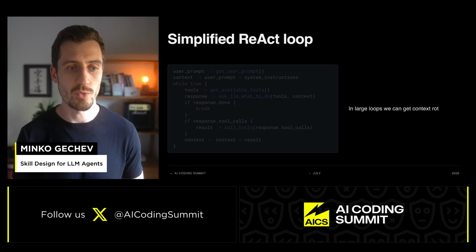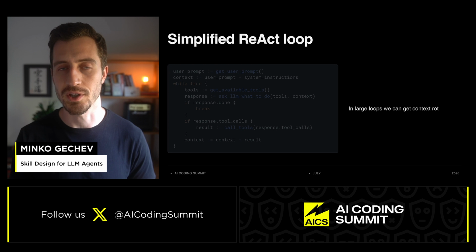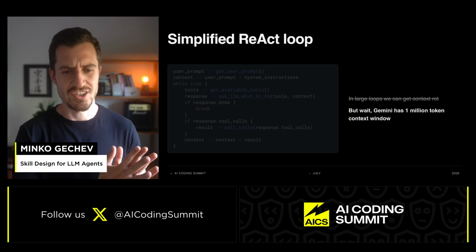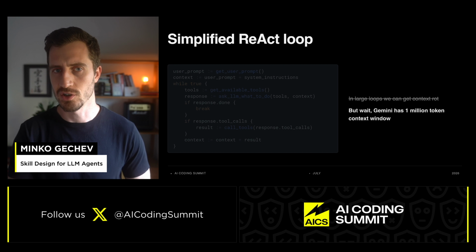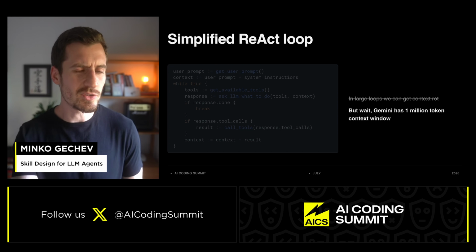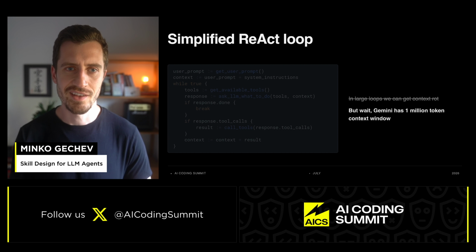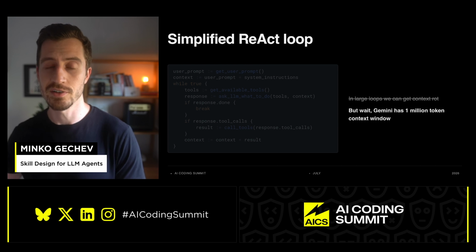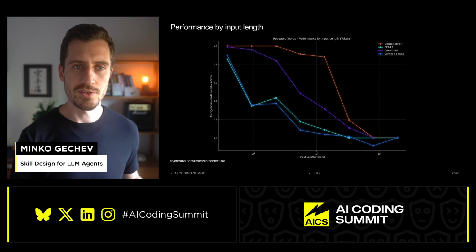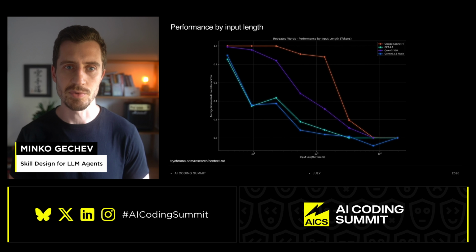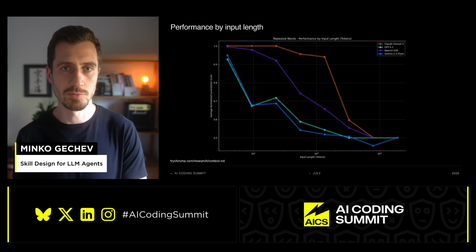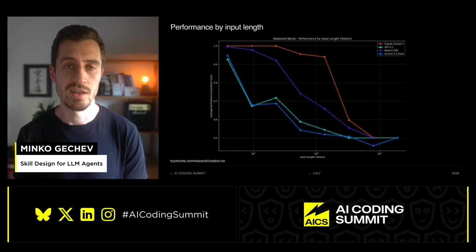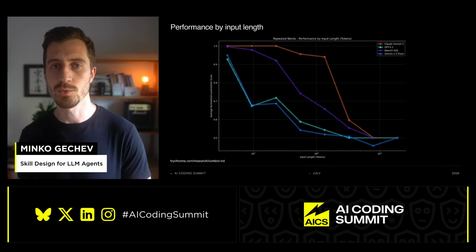So in large React loops, we can experience context rot. You might be thinking, yeah, but like Gemini has 1 million tokens context window. How can we do a lot of work until we reach this limit? Well, all the modern models right now have really large context windows. Some of them are striving to get to an infinite context window. But the truth is that after a certain threshold, the performance of the model starts to degrade. About 30 to 40%, and we're going to experience regression.